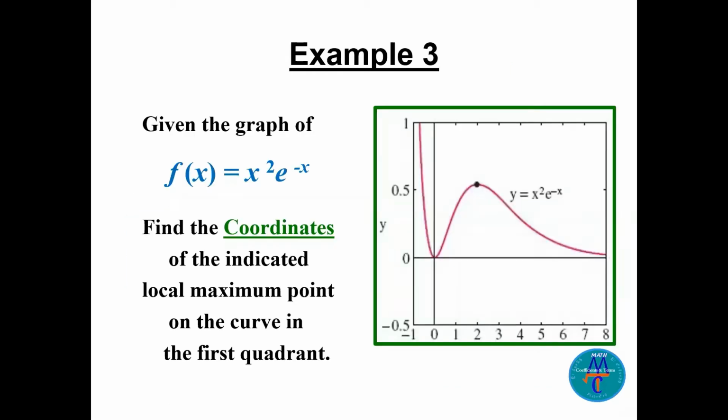Now let's look at example number 3. Given the graph of this function f of x equals x squared times e to the power minus x. So this is the graph, which is not easy to graph, but it is given. Find the coordinates of the indicated local maximum point. There is a point here, local maximum, in the first quadrant that lies on the curve, this point. We need the coordinates. You know the meaning of the coordinates. We need the x and the y of this point.